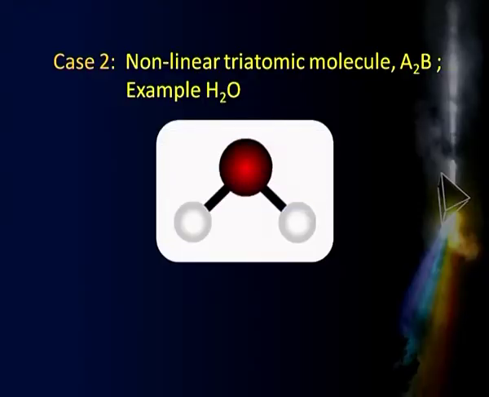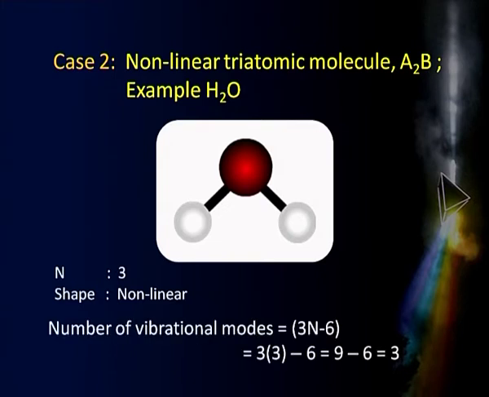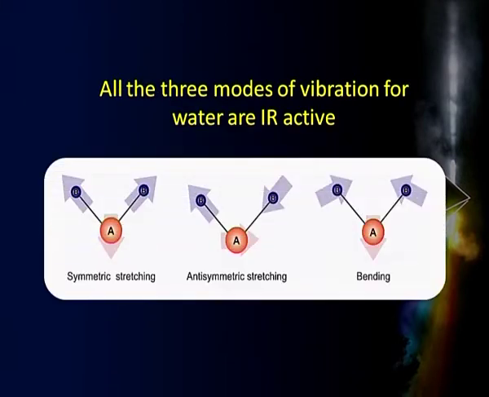Let me take a second case. I have a triatomic molecule which is not linear, say the water molecule. If I look at the water molecule, I find that again n is equal to 3, but the shape happens to be nonlinear, and using the formula, my degrees of freedom happen to be just 3. So, a water molecule can execute only 3 modes of vibration, and incidentally, all 3 modes of vibration happen to be IR active.